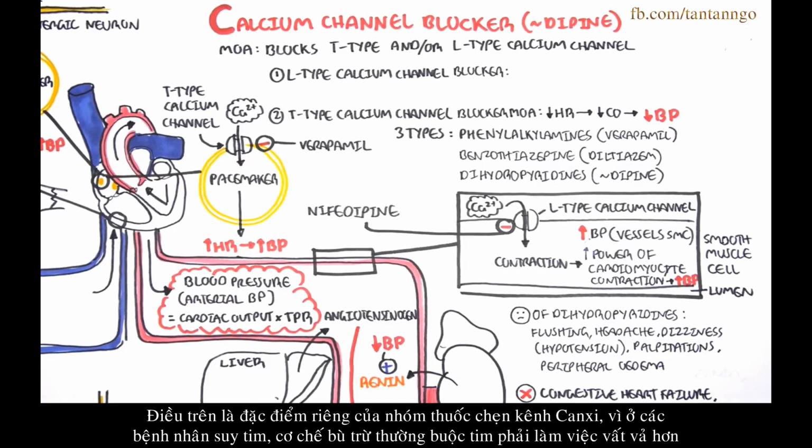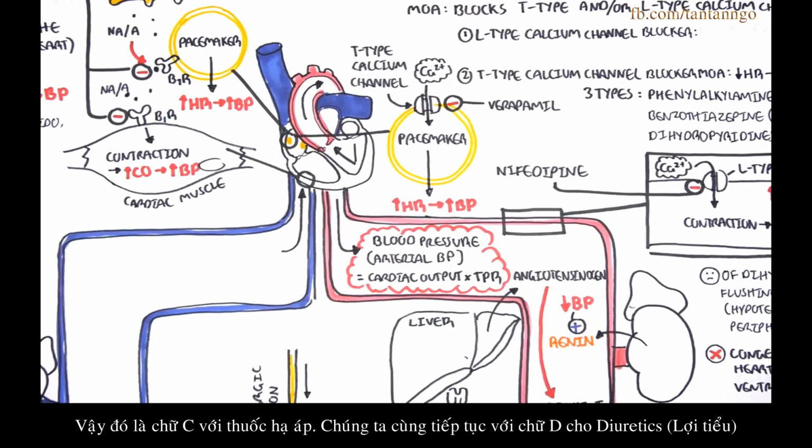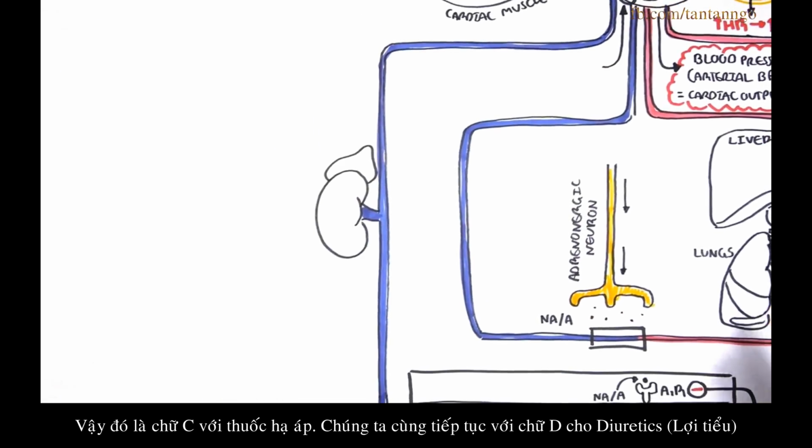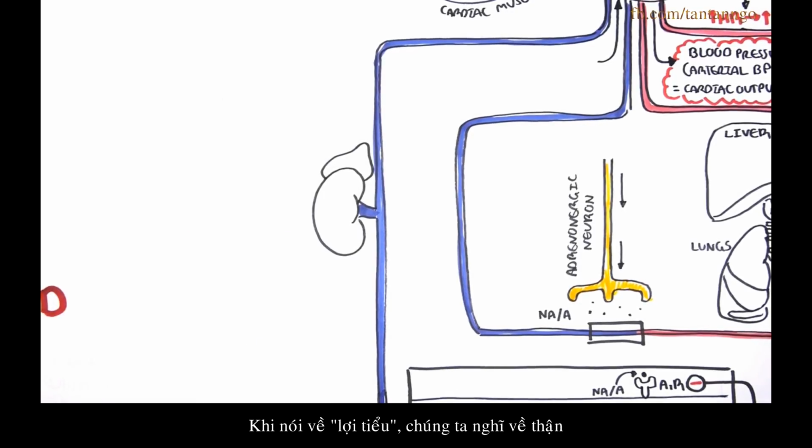And this is unique to calcium channel blockers because in heart failure, the heart is trying to compensate by contracting a lot harder. And so if you use a calcium channel blocker, specifically an L-type calcium channel blocker, you are weakening or reducing the strength of contraction of the heart. And this is what you do not want to do in people who have heart failure. So that was the C antihypertensive medication, the calcium channel blockers. Next is D for diuretics. So when we think of diuretics, we think of the kidneys.